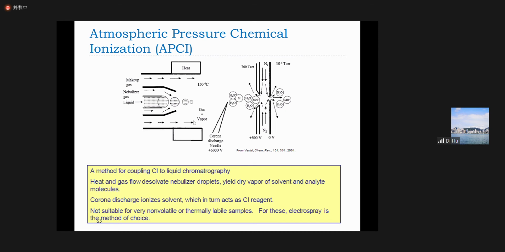Okay, and a key point is that they're not suitable for very non-volatile or thermolabile samples, because here you're heating at 150, and you evaporate both the solvent and the analyte into the gas phase first. If you're looking at a very polar and non-volatile compound, you may want to use electrospray ionization, since both of them are soft ionization techniques. Okay, so that's for that.